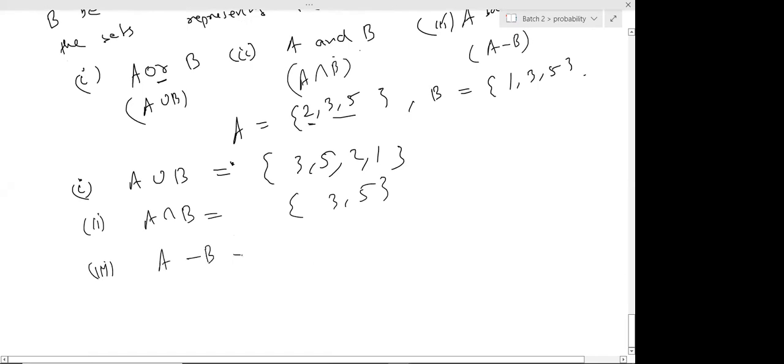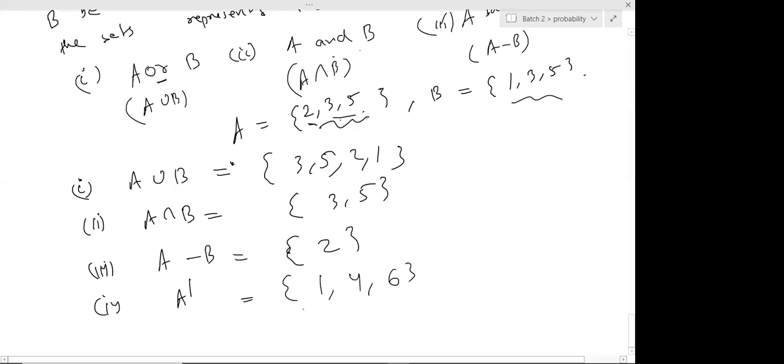A but not B. So A minus B. Remove all the elements from A that are in B. So 3 and 5 are removed. So only 2. And fourth one, not A. So A complement. If A had 2, 3, 5, then A dash will be 1, 4, and 6. All right. Peer, Rahman, Mazia, clear? Okay, note it down.